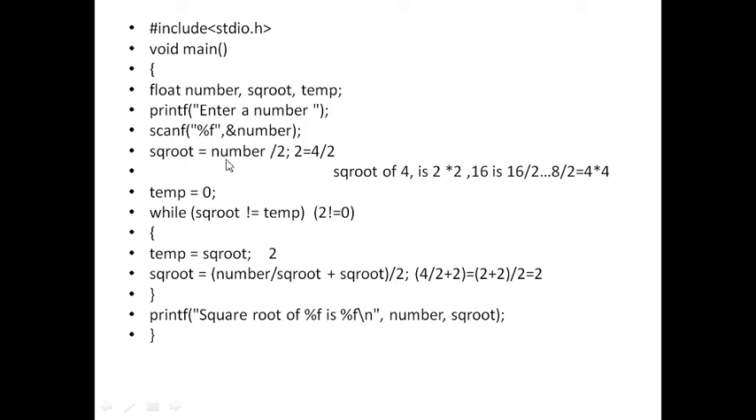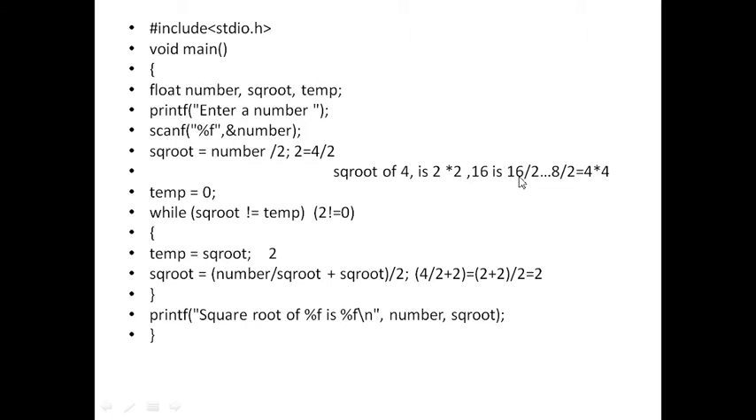Now, square root is equal to number divided by 2. Every time we are trying to divide by 2, the reason is because we need to find the square root of 4. Square root of 4 is found by 2 into 2. So multiplying the same number we get the value. That is a square root. So if it is 4, 4 divided by 2 is 2 and 2 into 2 is 4. That's one of the reasons we divide it by 2.